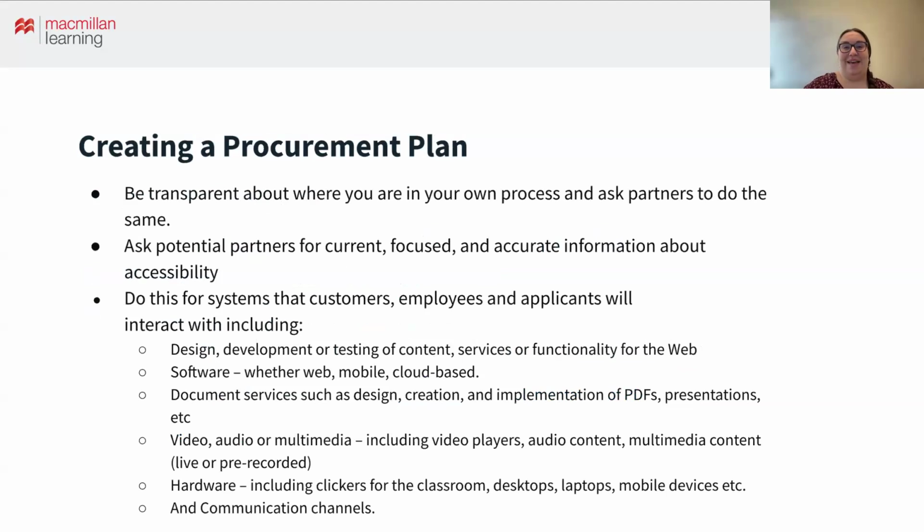And the last step in sharing the responsibility of accessibility is to create a procurement plan. So provide transparency around your own accessibility journey, and you ask vendors that you're working with to do the same. Ask potential partners for current, focused, and accurate information about accessibility. This is essential for the purchase and the sale of technology products and services that people with disabilities use. And be sure to include any vendor in this plan, whether the end result is customer facing or for employees or applicants.